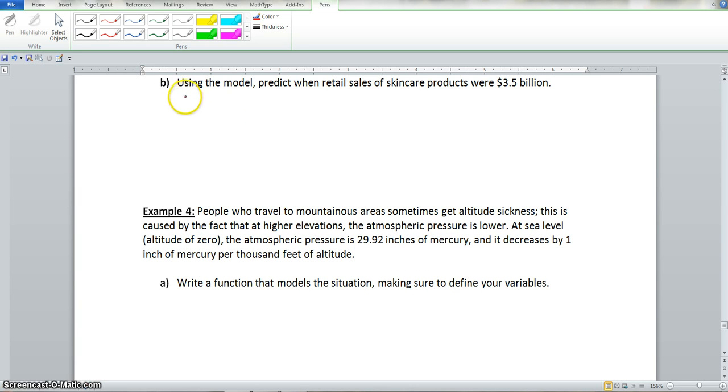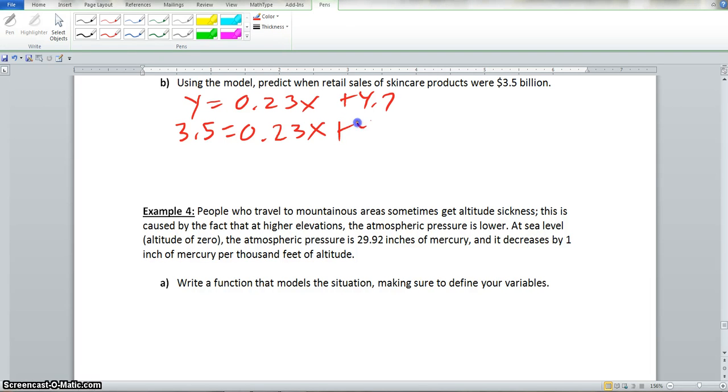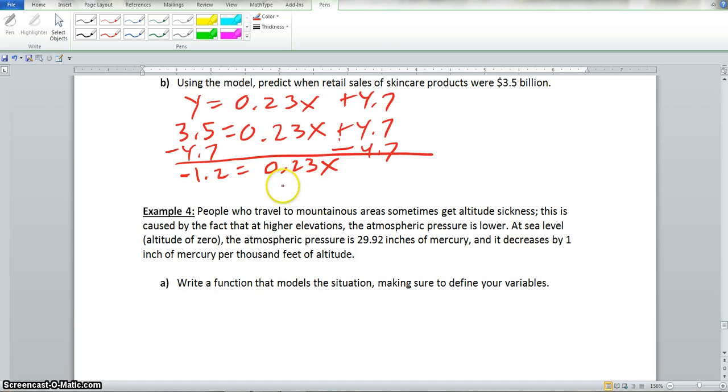So what we would do is this. We would have y is equal to 0.23x plus 4.7. Now we're given what y is, which is 3.5 billion, which is 3.5 equals 0.23x plus 4.7. We subtract 4.7 on both sides. And this will give us negative 1.2 is equal to 0.23x. Now we divide each side by 0.23. And our x will equal negative 5.22.